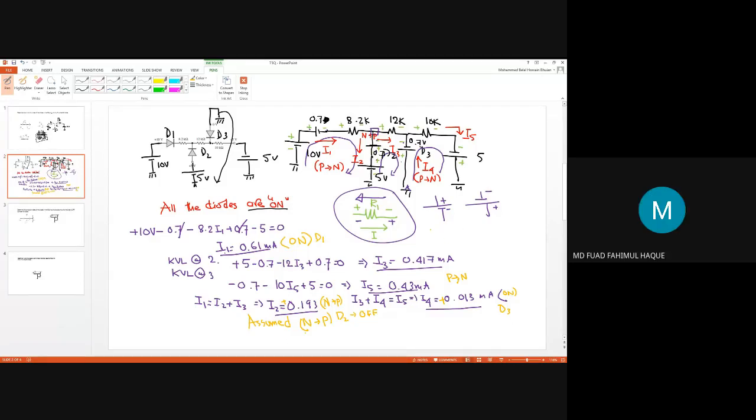So if I can write, D1, D2, D3: on, off, and on. So this is our final conduction state after doing the calculation. But initially আমরা কি assume করেছিলাম? Initially we assumed all the diodes are on. But after the calculation, we found out not all the diodes are on. D1 is on, D3 is on, but not D2. So this is how I can determine the conduction state of the diode.